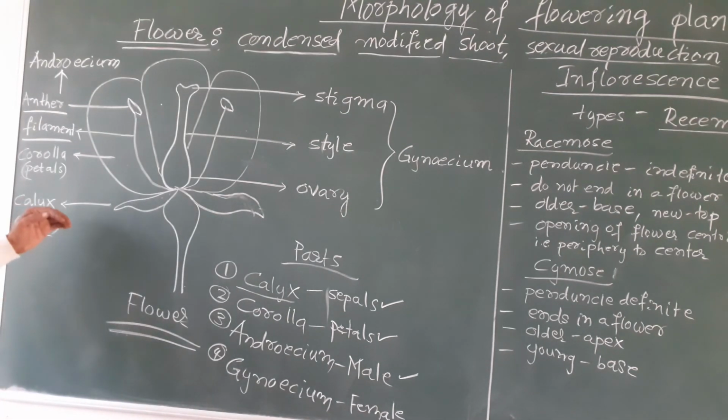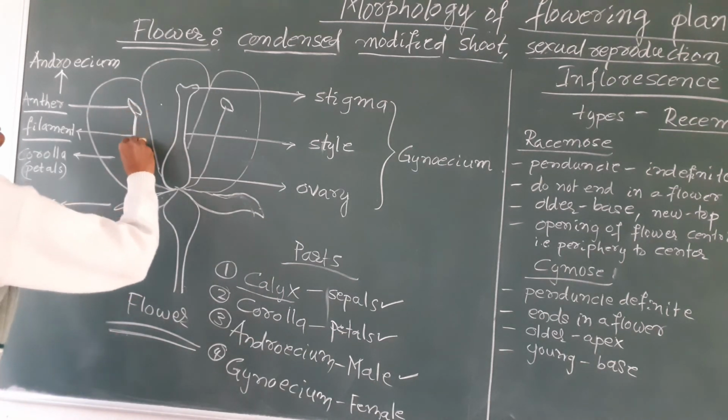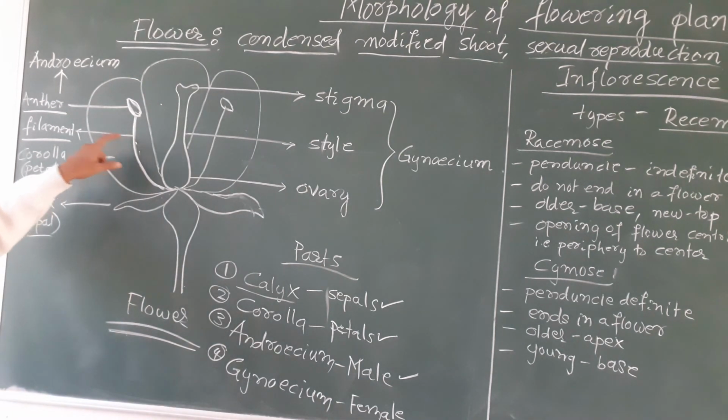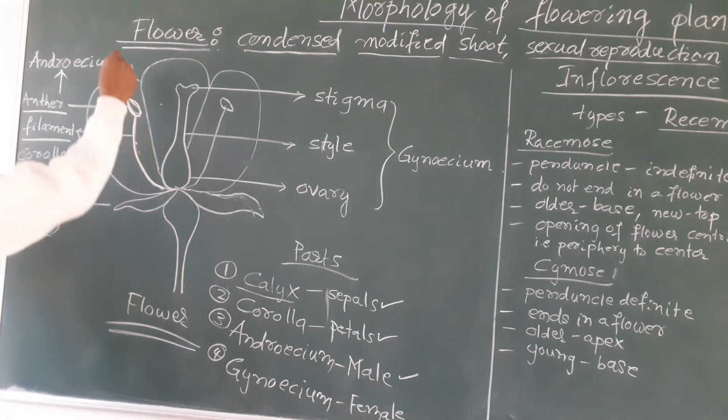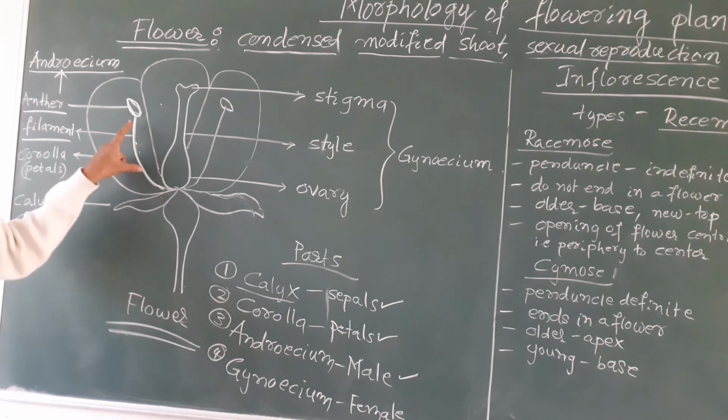After that, you see this structure. This is the filament and this is the anther, and the filament and anther together make the androecium. This is the male reproductive part, called the androecium. It contains the anther at the bulged tip, and the stalk is called the filament.